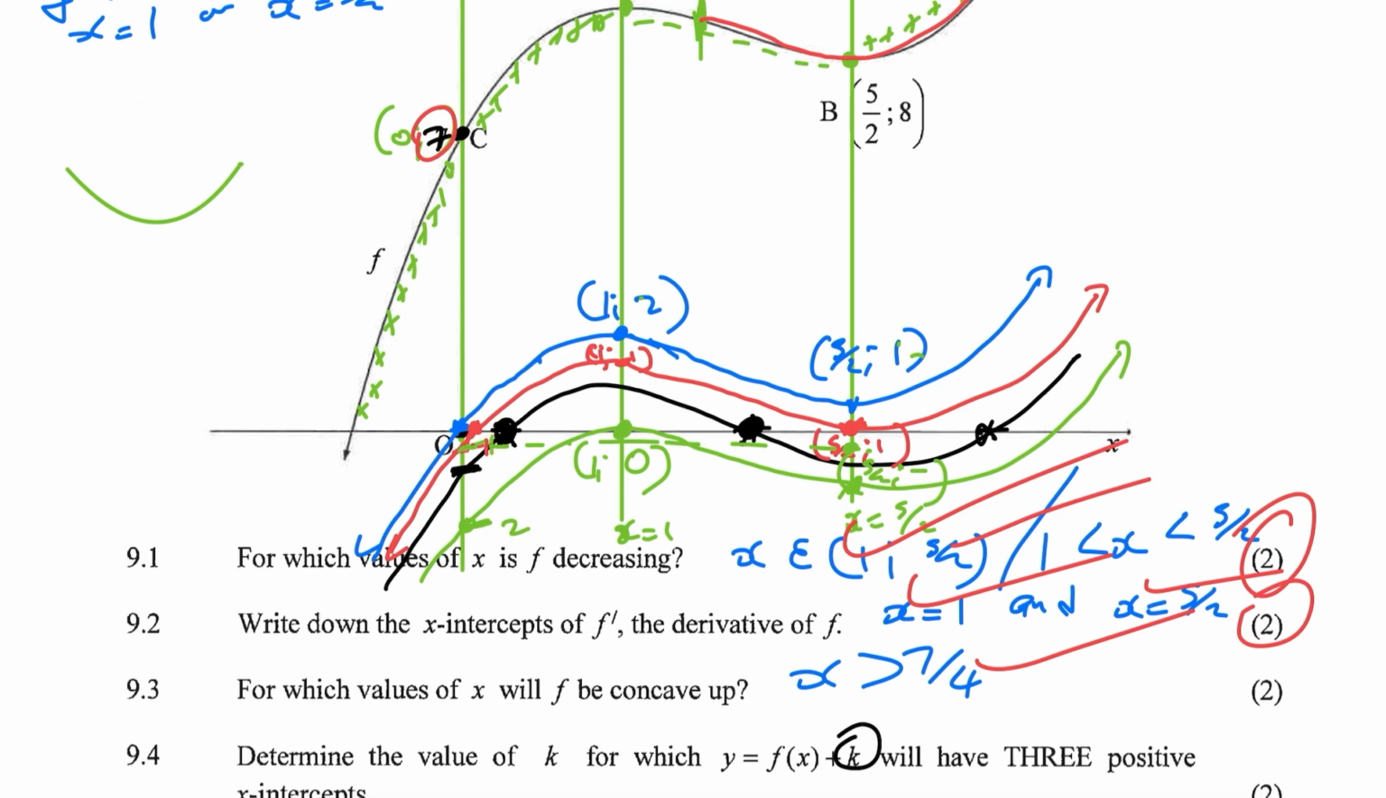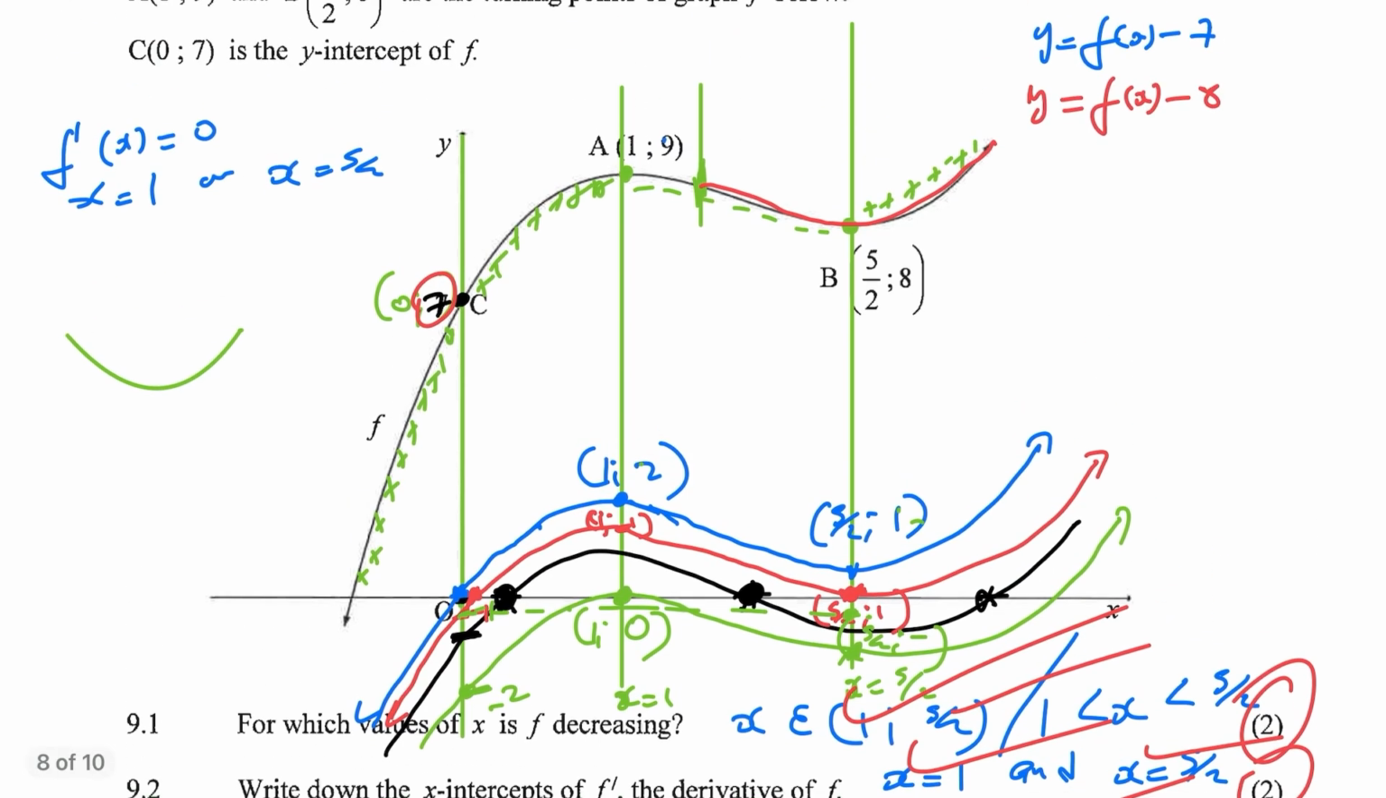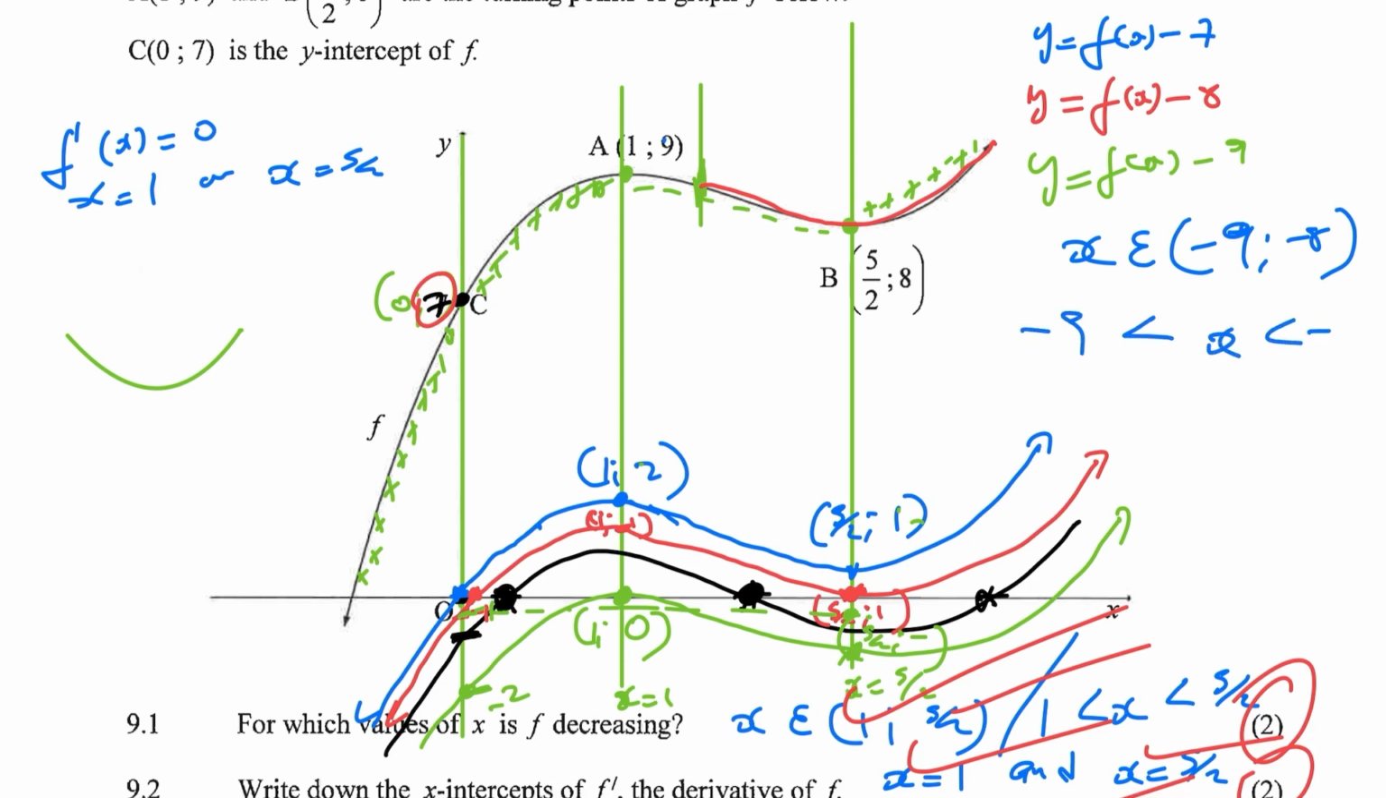So basically it's between negative 1 and negative 2, which is this one here, y is equal to f of x minus 9, right? Which is between negative 1 and negative 2. So for this to happen, your x should be between negative 8, rather negative 9 and negative 8. So your x should be between negative 9 and negative 8.